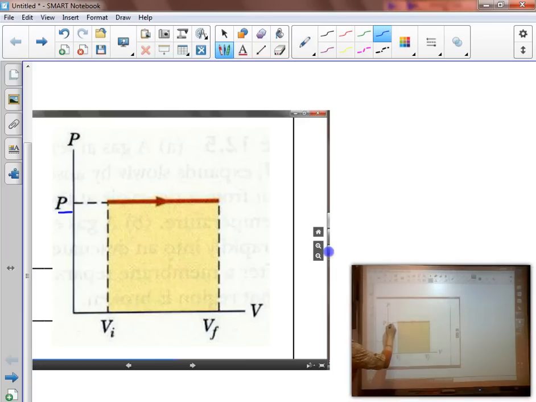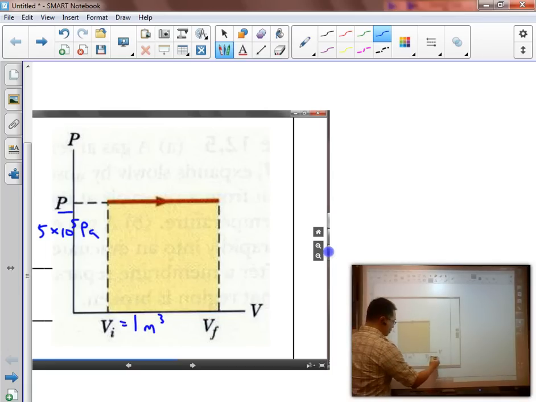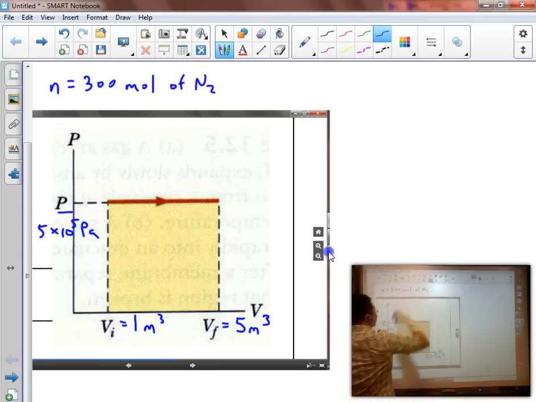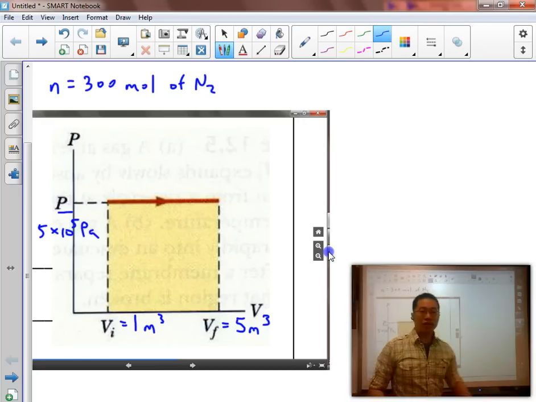So let's say for this pressure over here that the pressure is 5 times 10 to the 5th pascals, or newtons per meter squared. We could say that the initial volume, let's pick an easy number, let's say it's 1 meter cubed, and expands up to 5 meters cubed. There are 300 moles of nitrogen in this scenario. And what can we ultimately solve for?